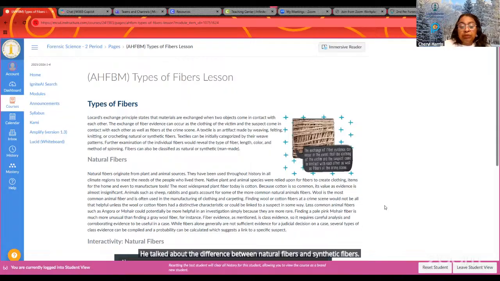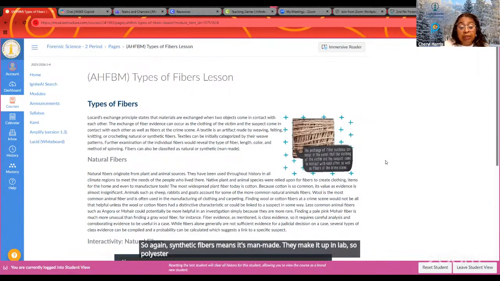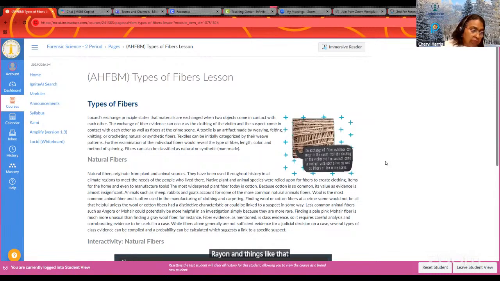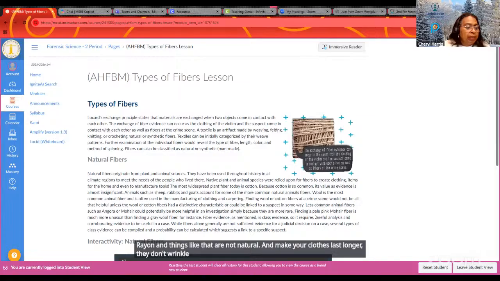And everybody, so again, synthetic fibers mean it's man-made. They make it up in labs. So polyester and rayon and things like that are not natural. They make your clothes last longer. They don't wrinkle as much, but they're not natural. So there's a difference in those.